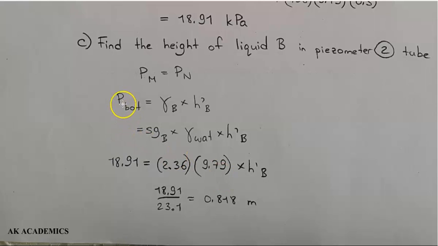We found pressure at the bottom to be 18.91. You replace the P bottom here with 18.91. We know specific gravity of B to be 2.36. We know the specific weight of water, 9.79. The only thing we do not know is our height of liquid in the piezometer tube. So we'll keep it here because that's actually what we're looking for. If you rearrange and make H prime the subject of this expression, the height turns out to be 0.818 meters.